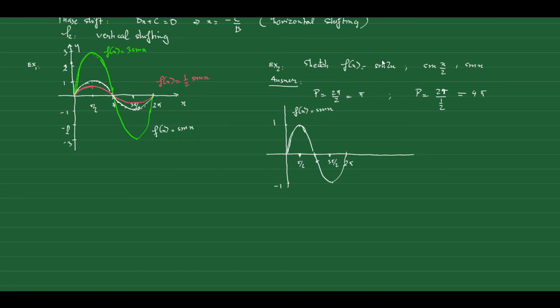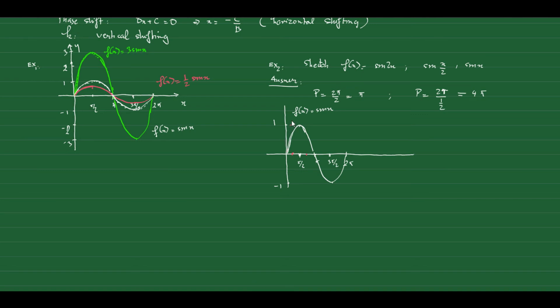Now let's sketch the next one: f of x equal to sine of 2x. The period is pi, so it is smaller. Let me use a different color here. One revolution is just from 0 to pi, because the period is pi. So we have to keep dividing, and now it's going to be something like this.